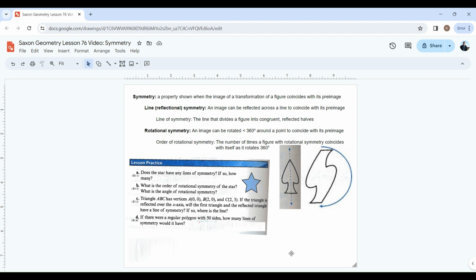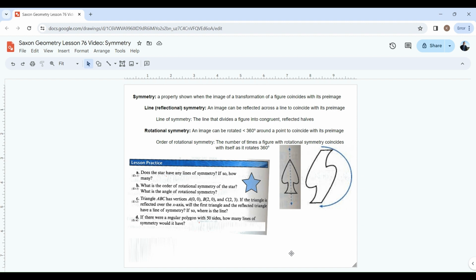You're going to see that one type of transformation is not represented when we talk about symmetry. So we're not going to be talking about a translation where we slide an object. We will be talking about reflections or line symmetry and rotational symmetry.